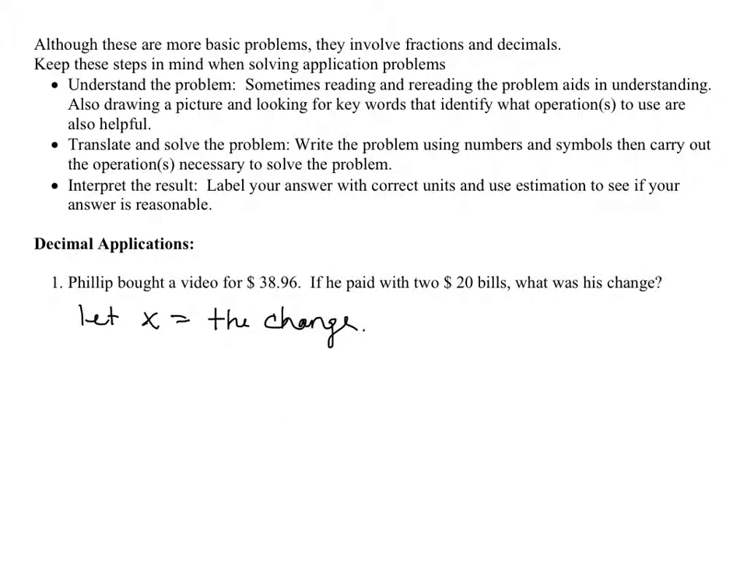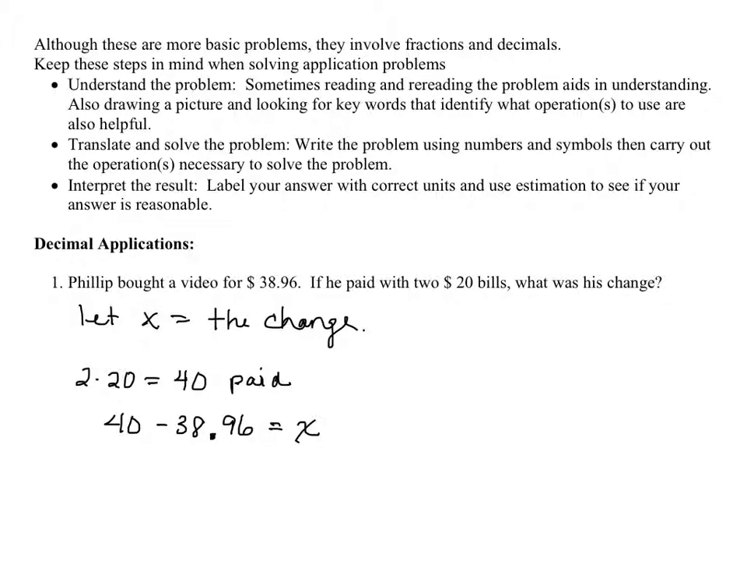Okay, so he paid with 2 $20 bills. So 2 $20 bills is 2 times 20, which is 40 bucks. That's how he paid. So he needs to figure out how much change is left over. So it's going to be 40 take away 38.96, and that's equal to his change. And you're like, I can do this in my head. I can write it on the side. Yes, these you might do a little bit less formally, but I'm going to do them formally so you can see how it all works out.